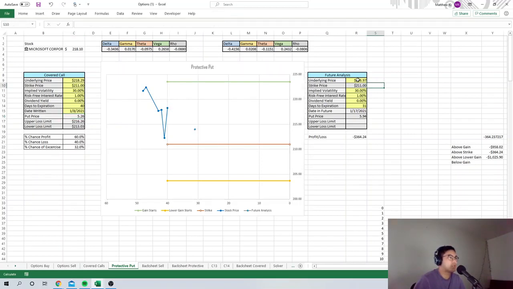You can change the future by going to 210. So if it goes below, you're still at a loss, because this is the strike price, by the way. And you're still at a loss because it's below the strike, but it's not below enough for the premium to come back. So you have to go below this line, which is 203. So let's do 202. Then you're starting to make profits, right?